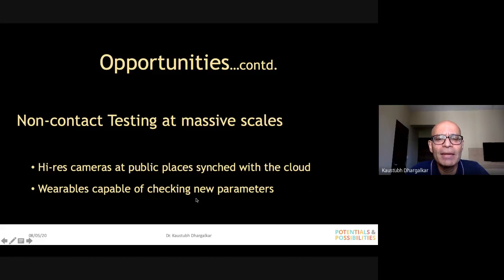Wearables capable of capturing new parameters beyond what they already do. All these pandemics are throwing up different parameters, different ways of testing. So that's an area for upcoming research, and in fact, not upcoming, it must already be happening to a large extent.